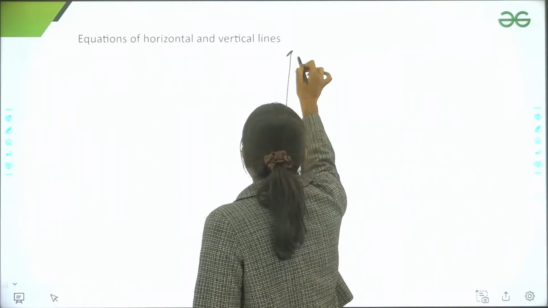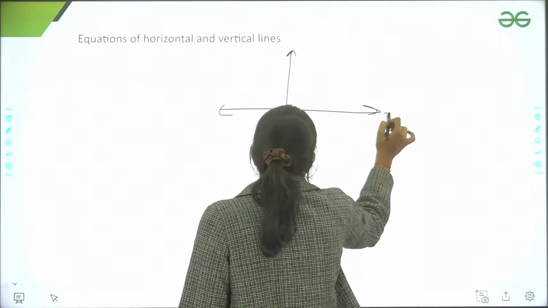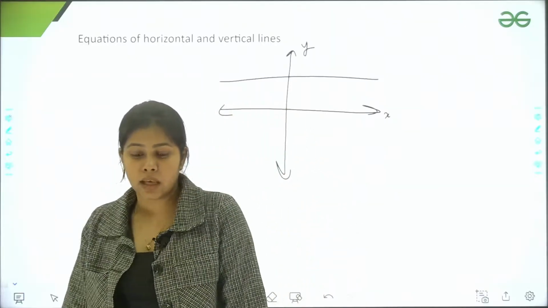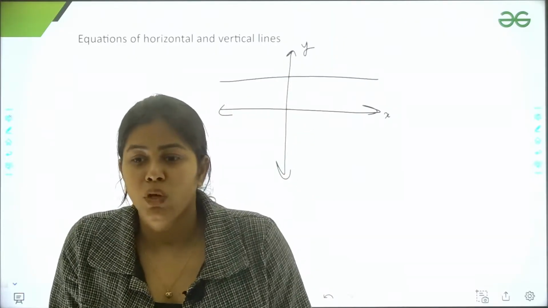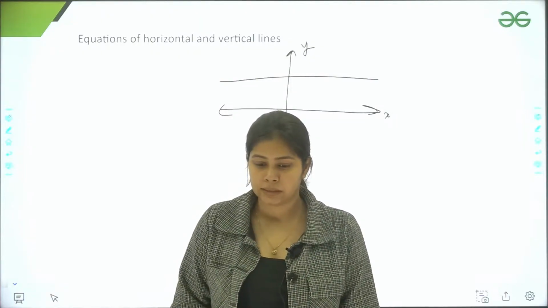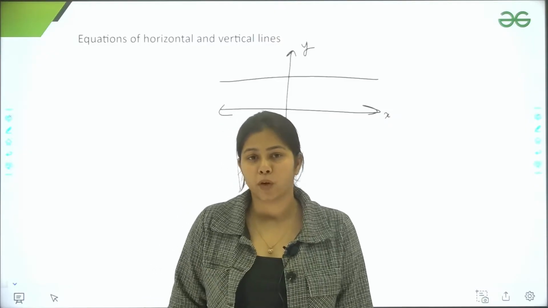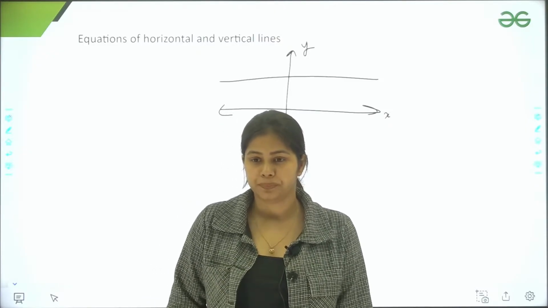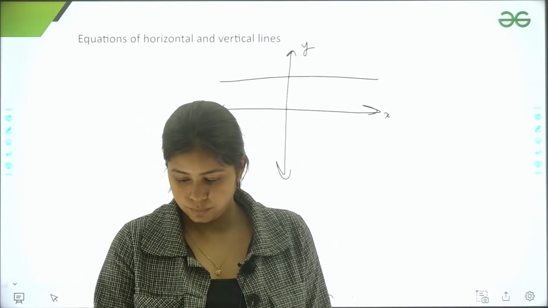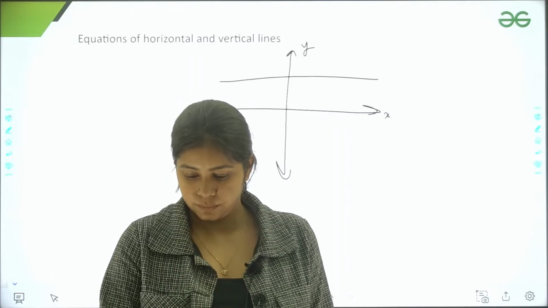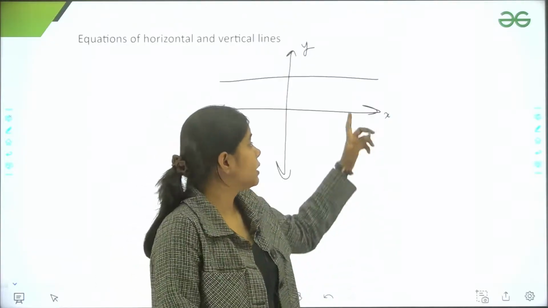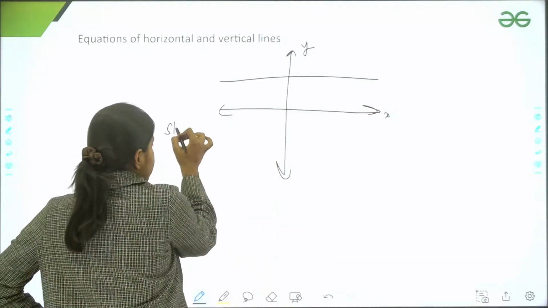Can anybody tell me what would be the equation of this line? This is the x-axis, this is the y-axis. Just tell me the equation of a horizontal line, that is a line which is parallel to the x-axis. What would be the equation of a horizontal line? Tell me guys.